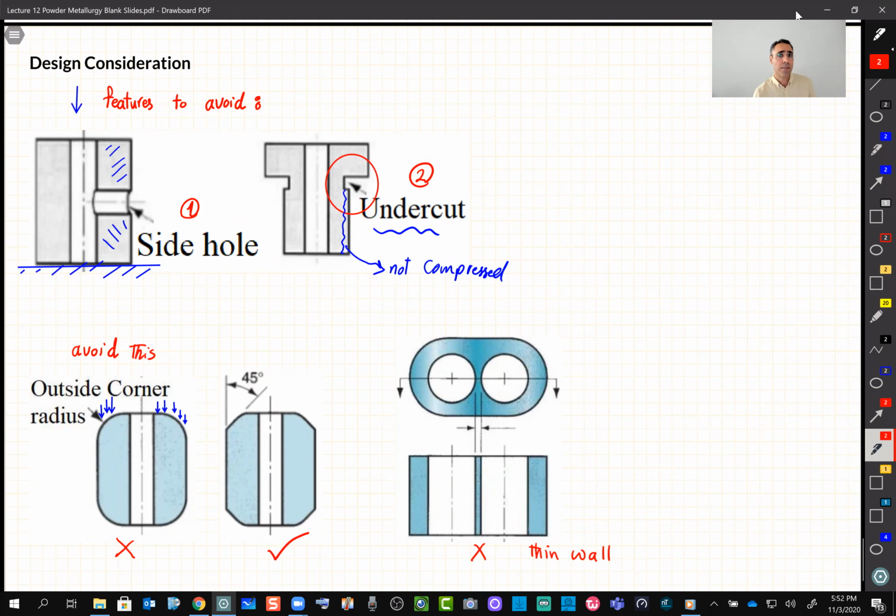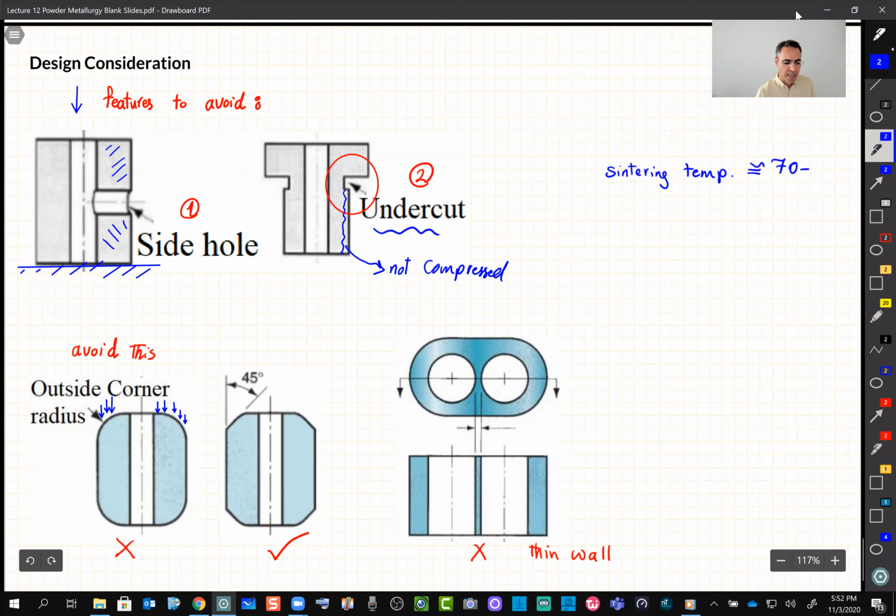This part, then we move it to a furnace for sintering. And sintering, you learned, is a process which is not melting, it's getting close to melting. Maybe I write it down here. Sintering. Temperature usually is around 70 to 90% of melting point. And also keep in mind, sintering is a long process. Sintering is time consuming.